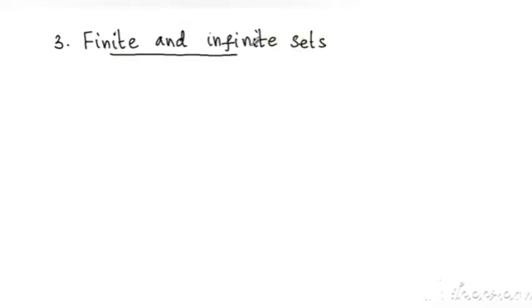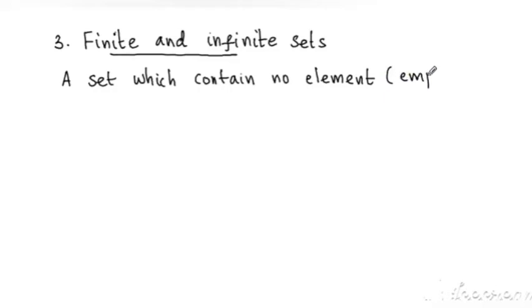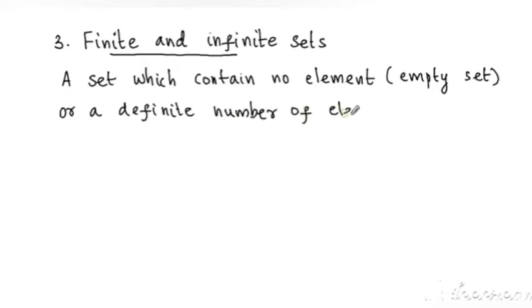Now let's move on to the third type of sets, that is finite and infinite sets. Finite means countable or definite. Infinite means uncountable. So we can define sets to be finite and infinite in the following way. A set which contains no element, that is the empty set, so we can include the empty set in the collection of finite sets. A set which contains no element or a definite, countable number of elements is called a finite set.